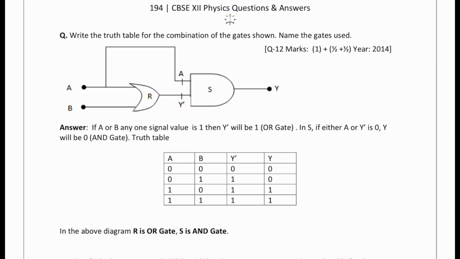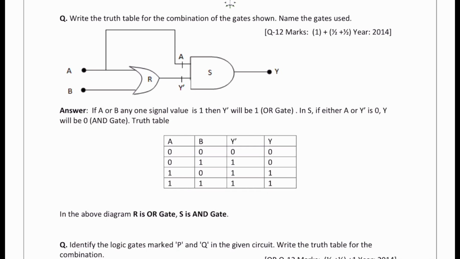Next question. Write the truth table for the combination of gates shown. Name the gate used. A truth table is input to output. What are the different inputs that we have given in binary format, 1-0 format, and the output obtained. This table of different permutation combinations is called a truth table.